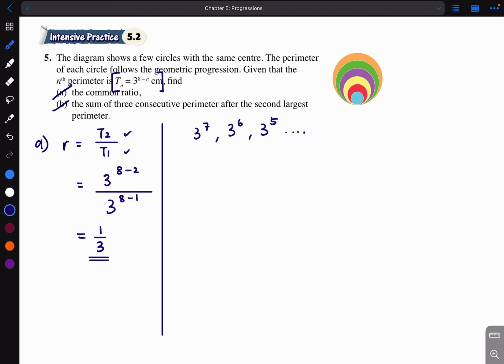Now part B, the sum of 3 consecutive perimeters after the second largest perimeter. So this is the largest, this is the second largest. They want us to find 3 consecutive after the second largest. That means 3 power 5, 3 power 4, 3 cubed. So we just have to do 3 power 5 plus 3 power 4 plus 3 cubed.